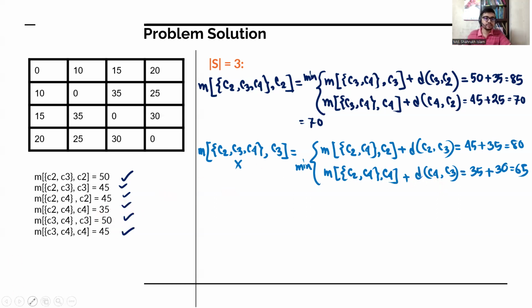So in the last one, let's dive into it. M[city 2, city 3, city 4], and we are ending our journey at city 4.